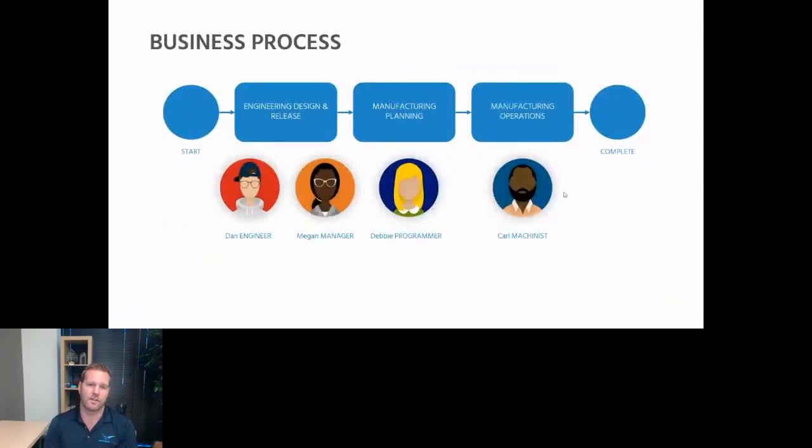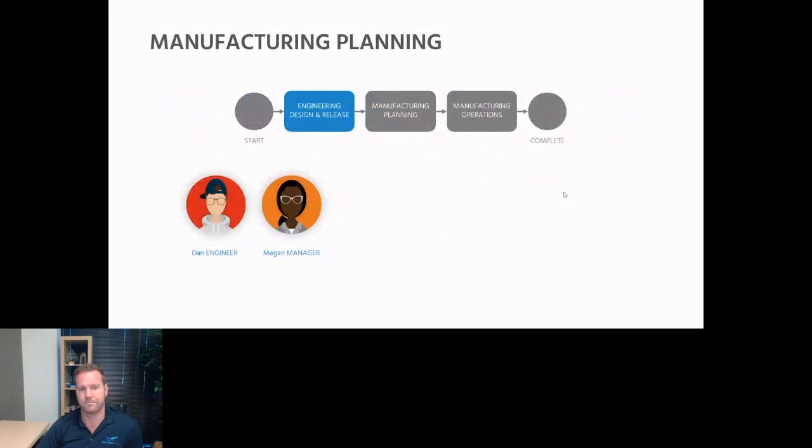Coming back to our general roadmap, I'm obviously going to talk about the roles of a bunch of different people. We'll have an engineer and a manager. In the manufacturing planning stages, we'll have an NC programmer, and then finally we'll finish up with the machinist and how he can actually run the machine and get the part manufactured. Starting off in the engineering, design, and release stage, we'll have Dan the designer and Megan the manager.